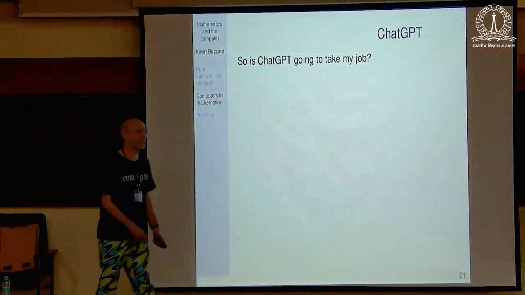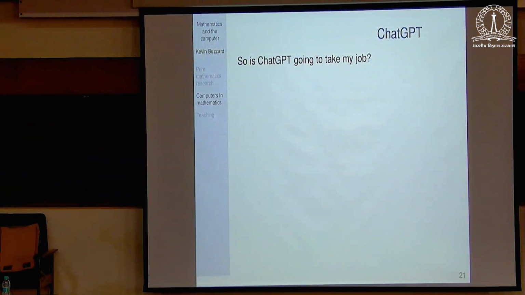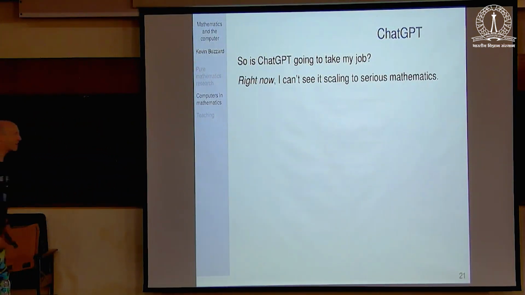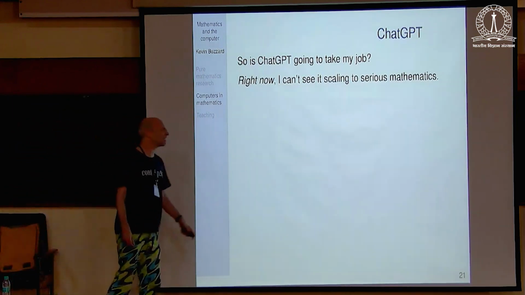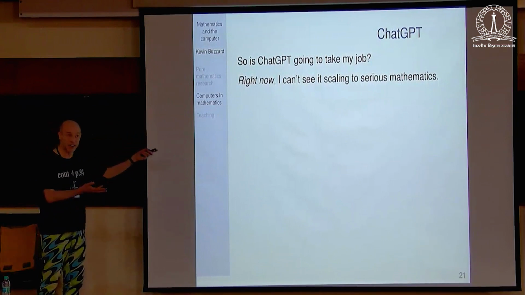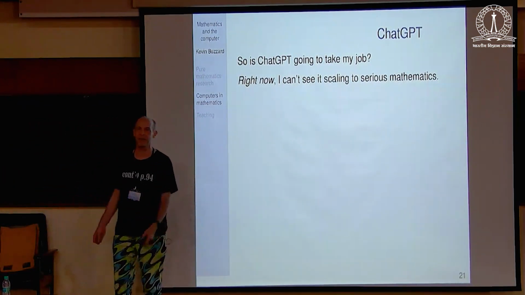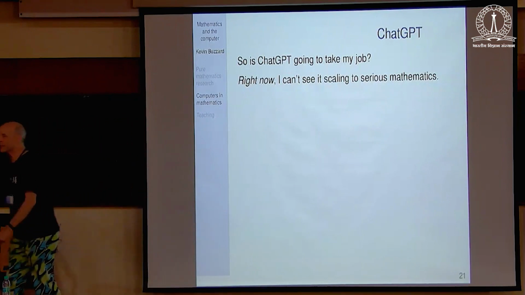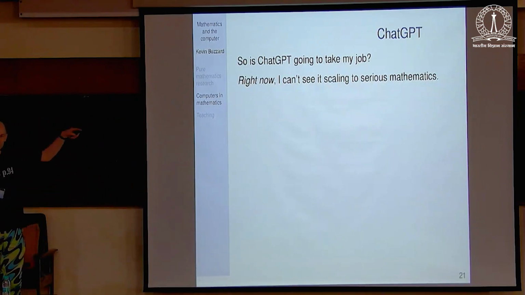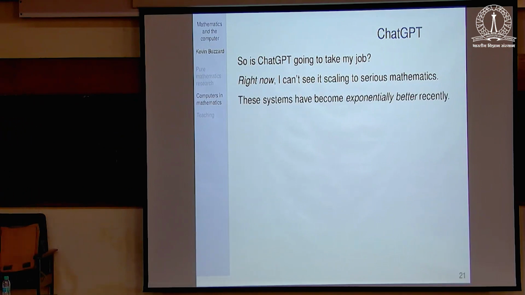So now the question is, are these large language models going to take my job? Right? And for me, the answer is no, right? Not yet. Because I can't see it. I can see that ChatGPT is a spectacular thing, right? It can write a washing machine manual in the style of Shakespeare. I mean, it can do all sorts of things, but it can't do mathematics beyond some point. It can't do second-year undergraduate level mathematics, right?